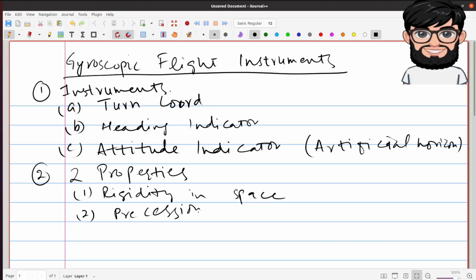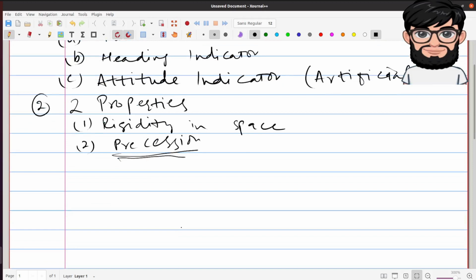The rate at which the gyro precesses is inversely proportional to the speed of the rotor. So I want to correct one thing over here. It's not the precision, it's the precession, which basically means the lagging one. That's what I was thinking about, it's not that precise. So the word is precession, which basically means that it's going to lag behind the movement. So the gyroscope has two main fundamental properties. It's not going to tell you right away, which is the second one, precession, and the first one is the rigidity in space.